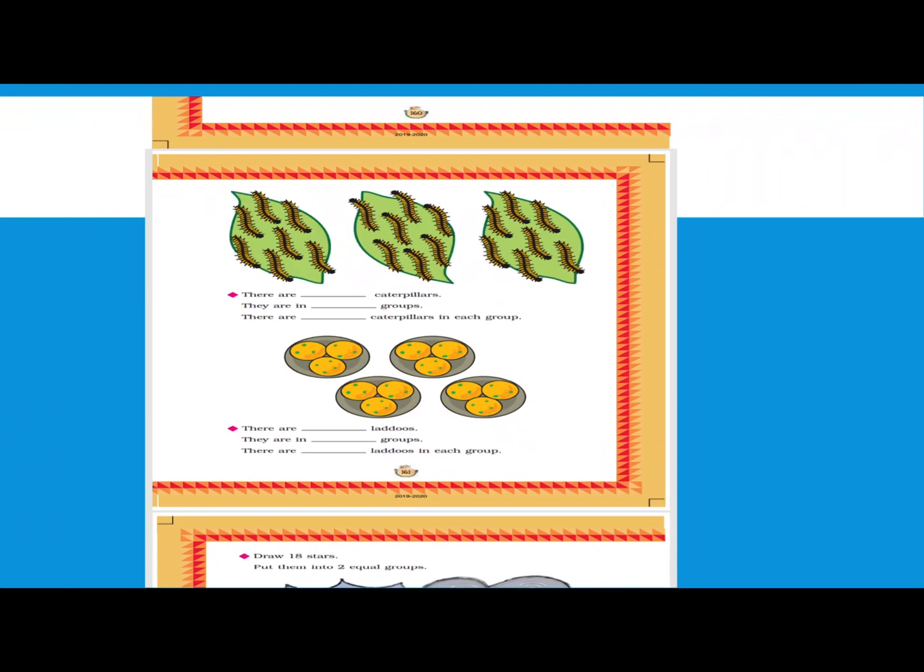Similarly, how many laddus are here? There are 3 4s are 12 laddus. And they are in how many groups? 4 groups. There are dash laddus in each group. There are 3 laddus in each group.